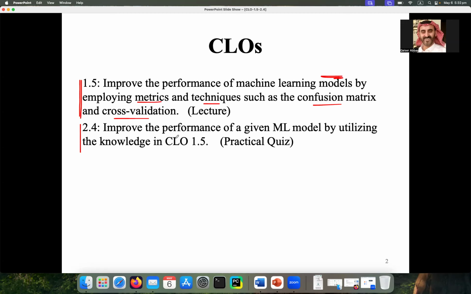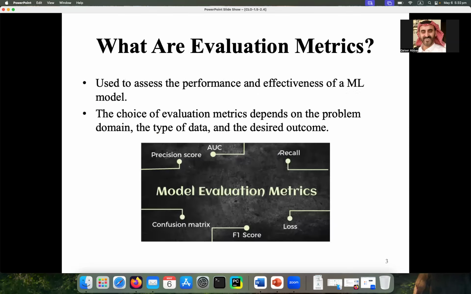And in 2.5, the practical quiz is already on the blackboard. It will be opened maybe tomorrow. Today is the 6th, tomorrow it will be opened. When I give you the practical quiz, I will assess this CLO 2.4 against this practical quiz. So, okay.